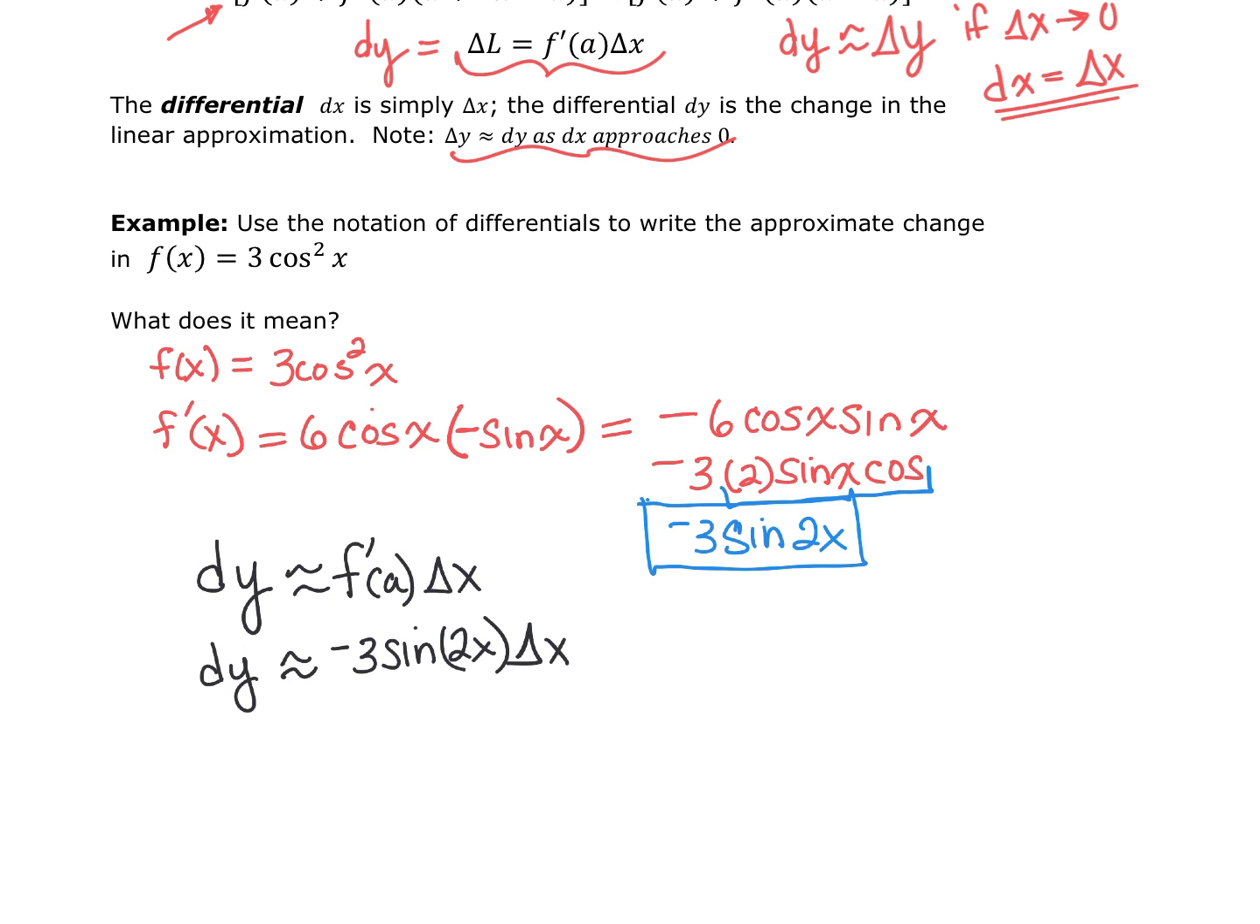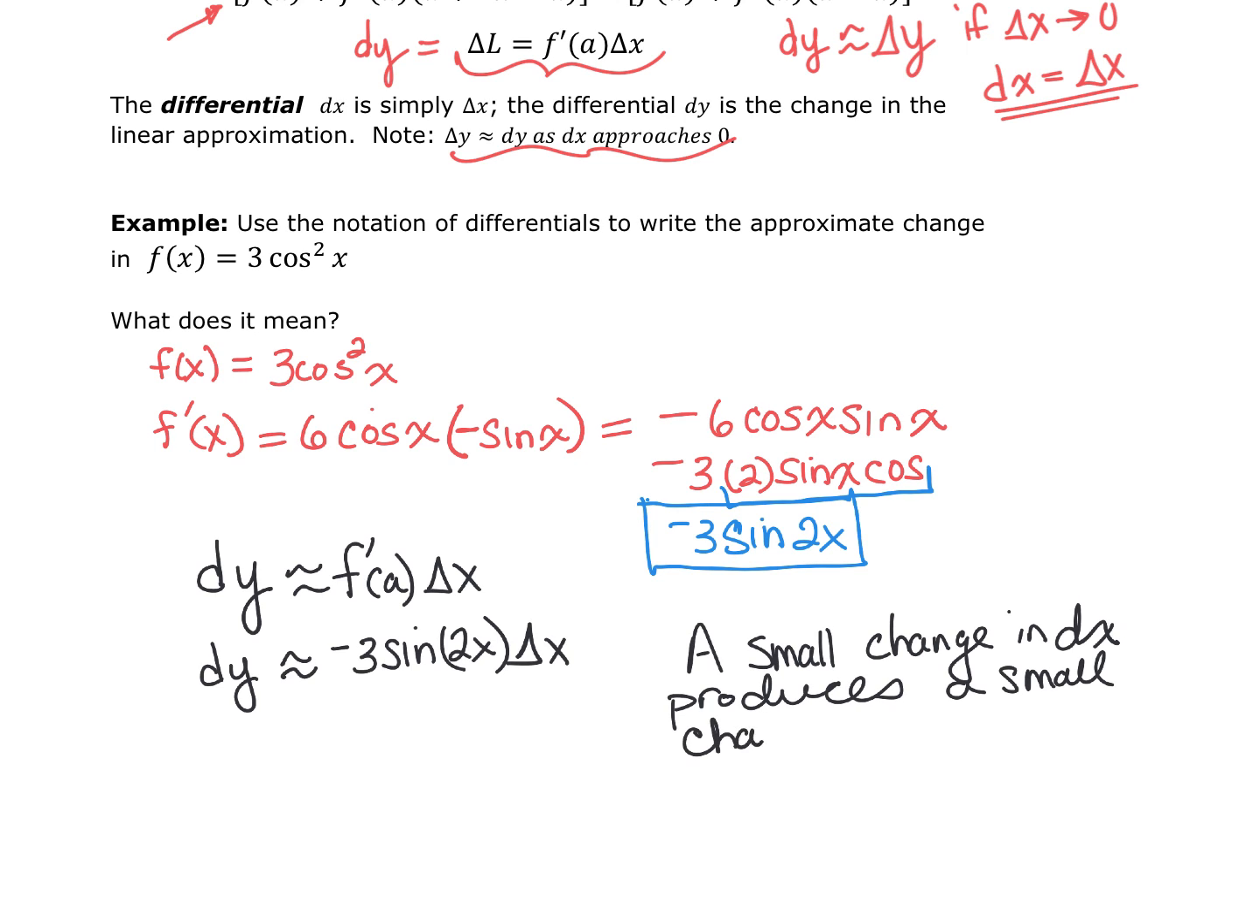What does that mean for us? Well, that means that a small change in dx produces a small change in the function values of minus 3 sine 2x.